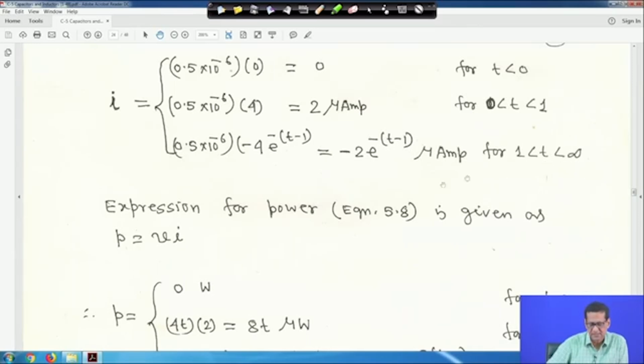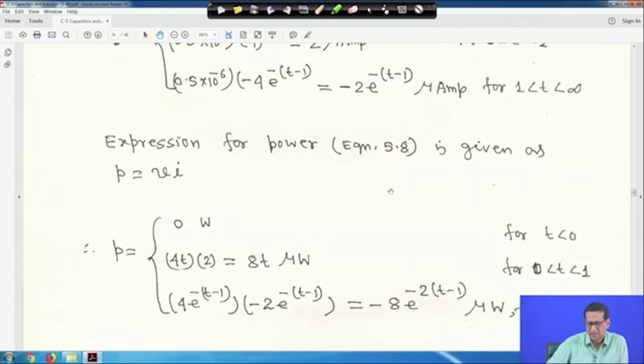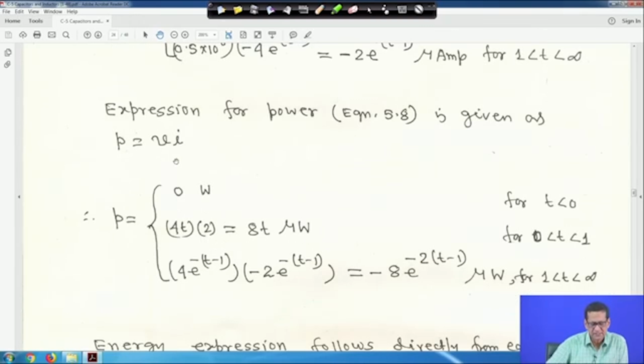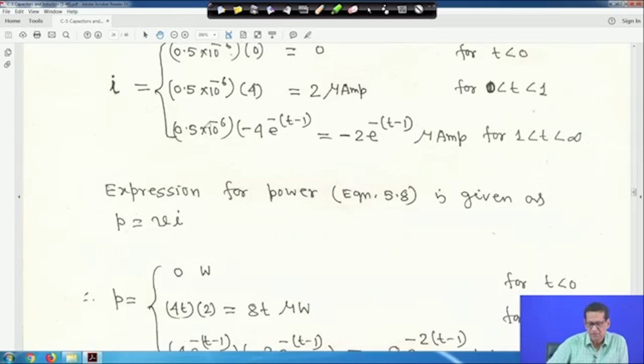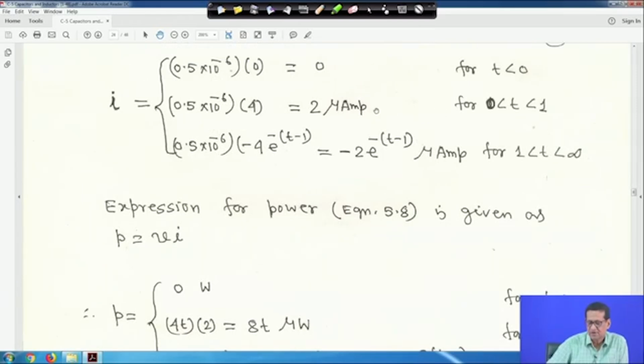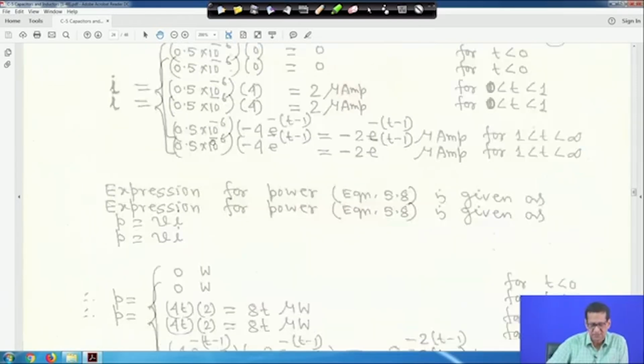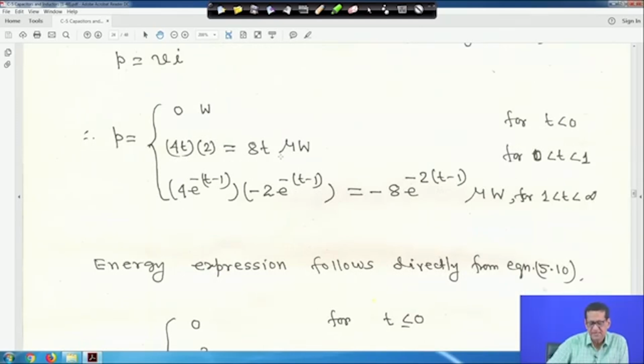For the expression of power, from equation 8 we know that power is equal to v into i. So, v is 0 for t less than 0, so it will be 0 watt. Then v is equal to 40 and i is equal to 2 microampere for t greater than 0 and less than 1. So, multiplied, it will be 80 microwatt.